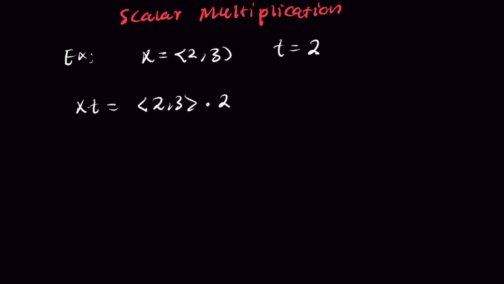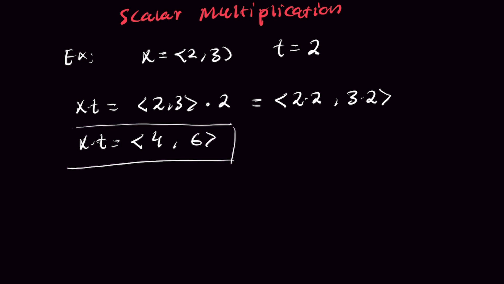If we multiply these two with each other, it becomes 2 times 2 is 4, and 3 times 2 is 6. So finally, x times t is equal to 4 and 6. So this is our x times t. See here, it stretches the vector x.